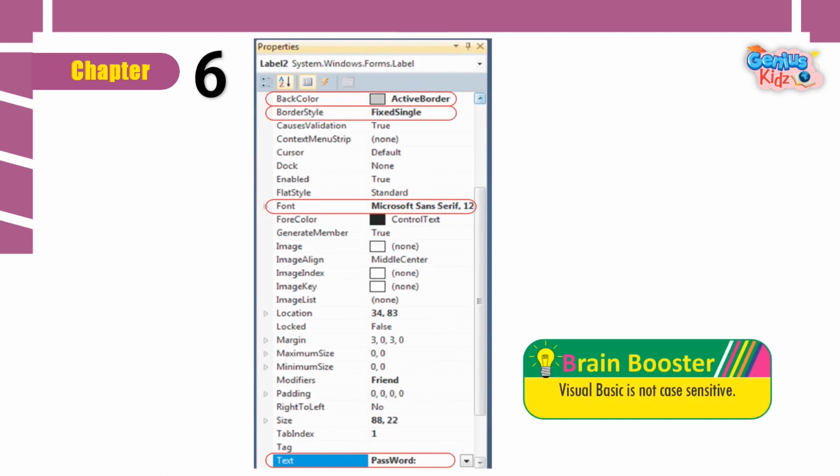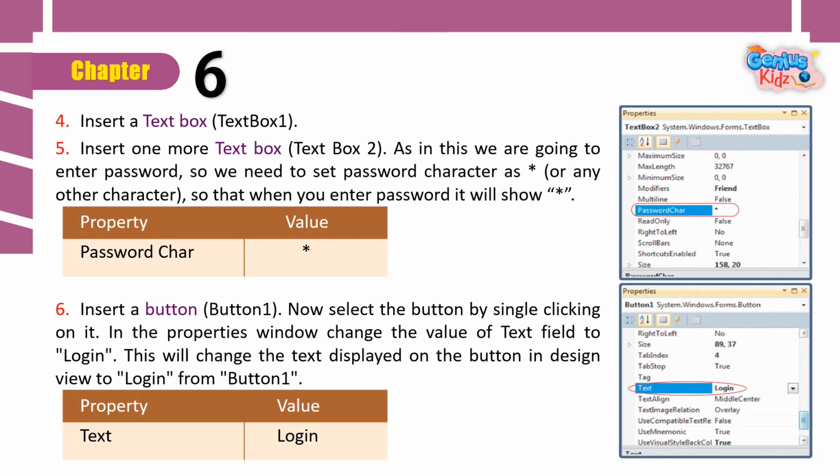Brain booster. Visual Basic is not case sensitive. 4. Insert a text box, text box 1. 5. Insert one more text box 2. As in this we are going to enter password, so we need to set password character as asterisk or any other character, so that when you enter password it will show asterisk. Property, password char, value, asterisk.